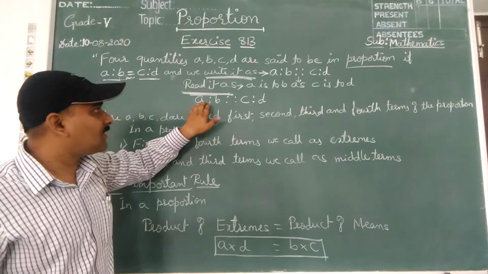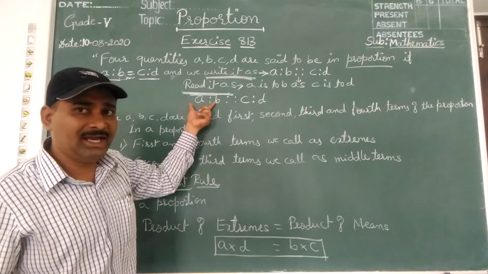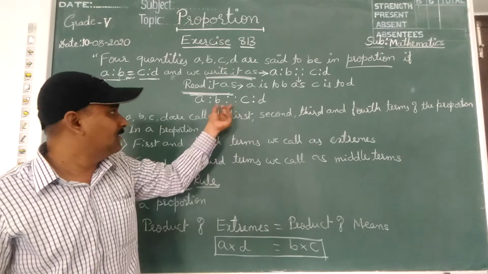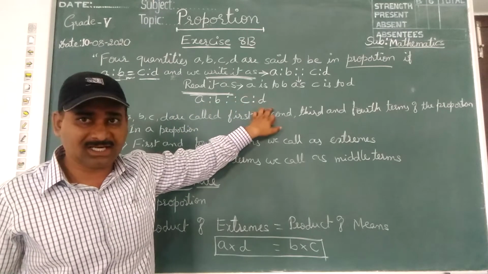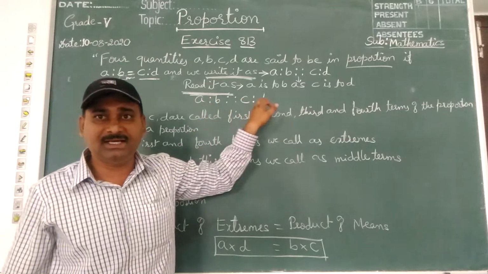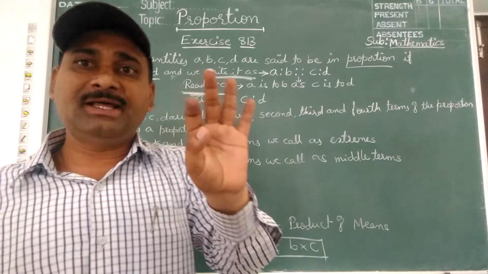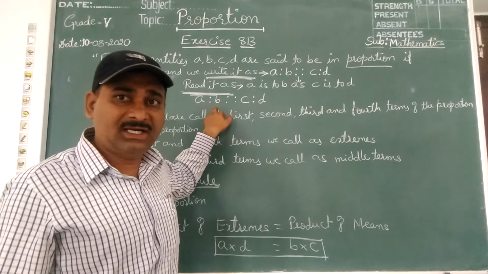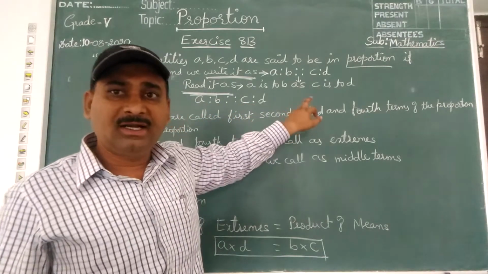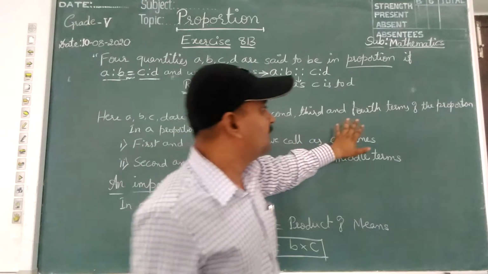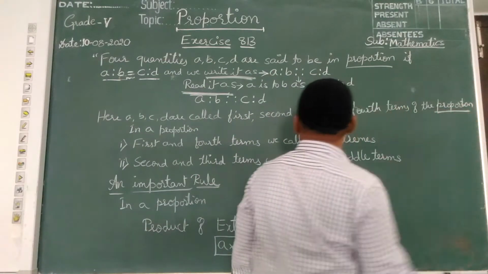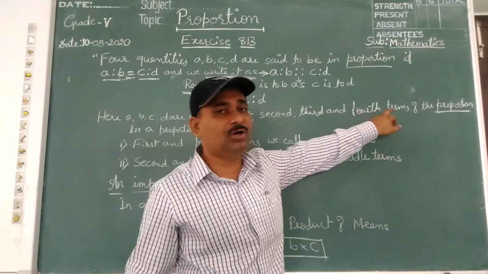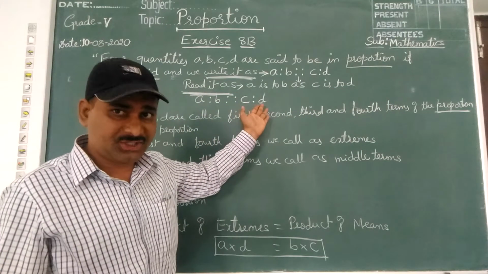When we are saying the A and B ratio and the C and D ratio are in proportion, there are four terms in total: A, B, C, D. A is called the first term, B the second term, C the third term, and D the fourth term of the proportion.